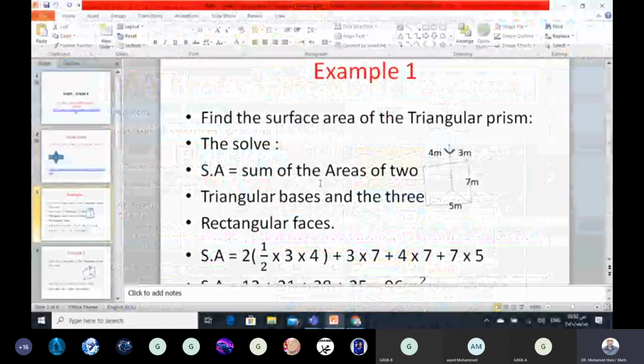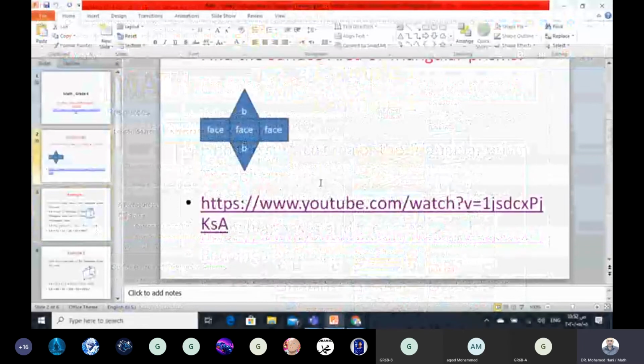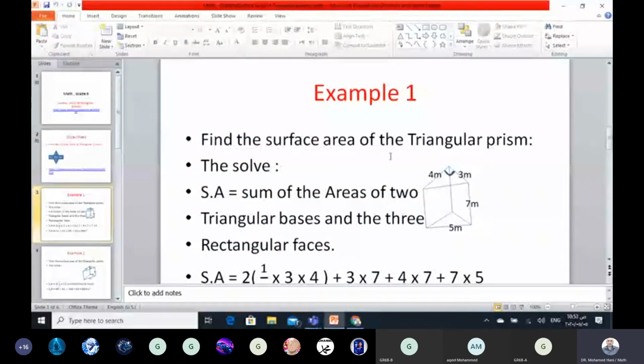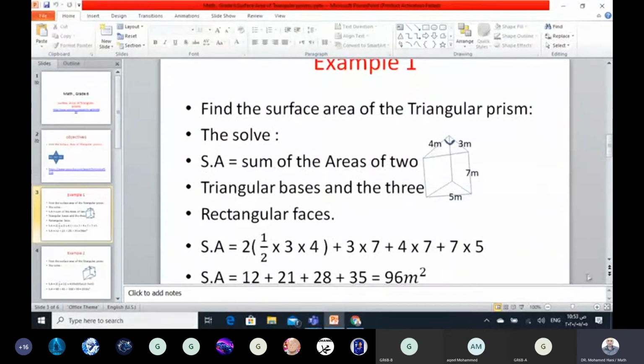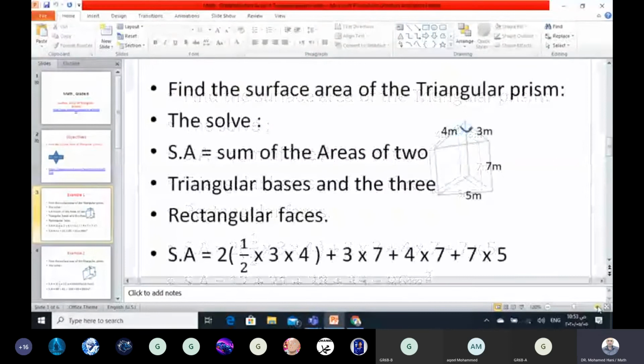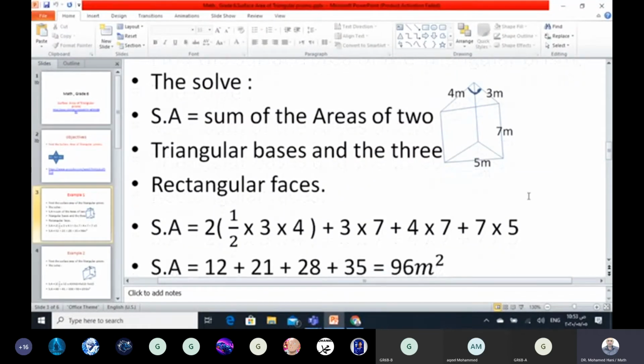We have here example 1. In this example, the question: find the surface area of the triangular prism. As you see here, this is the figure. Look at the base. The base here is a triangle. When the base is a triangle, it means the kind of this prism is a triangular prism. As you see here in the triangular prism, we have 2 bases, 2 parallel and congruent bases. The kind of this base, the triangle. The kind of this base, triangle.